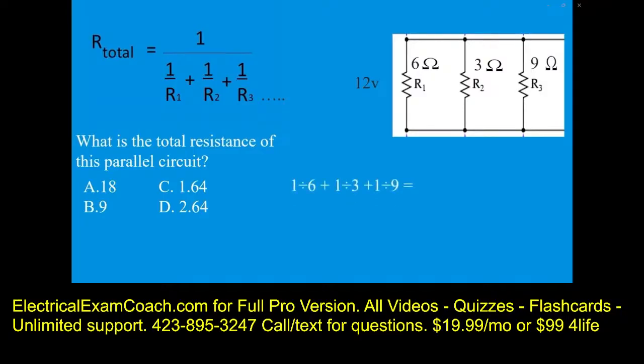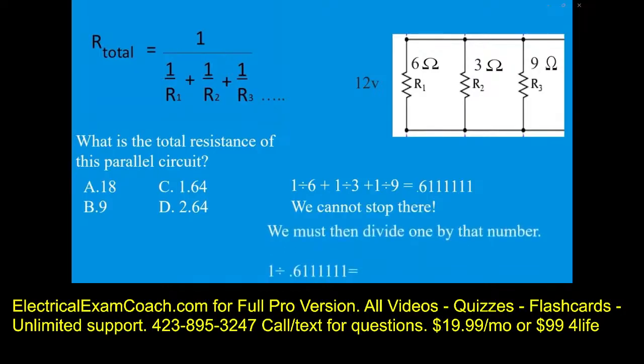Take 1 divided by 6 plus 1 divided by 3 plus 1 divided by 9. Go ahead and do that on your calculator now. Pause the video if you need to. If you took the time and worked that out, it is going to give you 0.611111. But we cannot stop there. We must then take the reciprocal of that number. So we must then divide 1 by that number. So we take 1 and divide it by 0.611111.